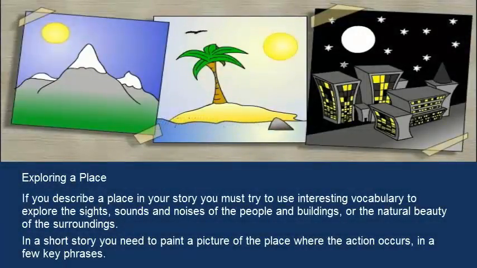Exploring a place. If you describe a place in your story, you must try to use interesting vocabulary to explore the sights, sounds and noises of the people and buildings, or the natural beauty of the surroundings. In a short story, you need to paint a picture of the place where the action occurs in a few key phrases.